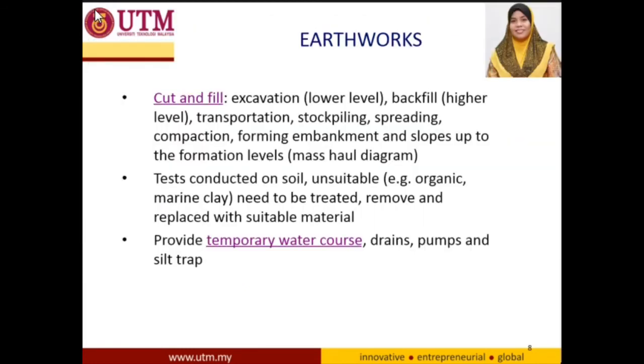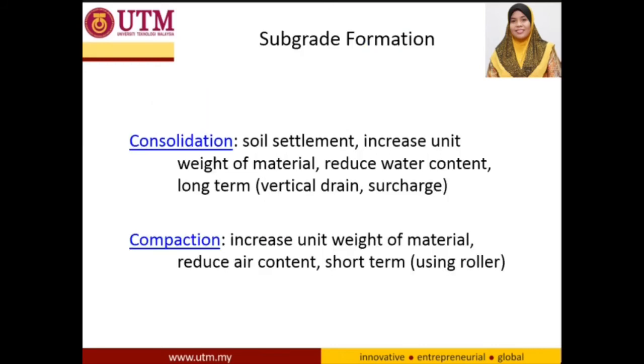Next, for the preparation of the subgrade formation, two major processes are involved in ground improvement, which are consolidation and compaction. Both are responsible for the reduction in the volume of soil due to compressibility characteristics. Okay, first let's have a look at consolidation. This is a process to increase the unit weight of soil by reducing the water content of saturated soil using static pressure, which plays a significant role in soil stability.